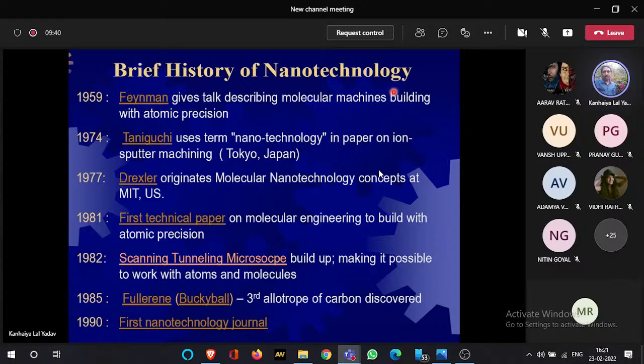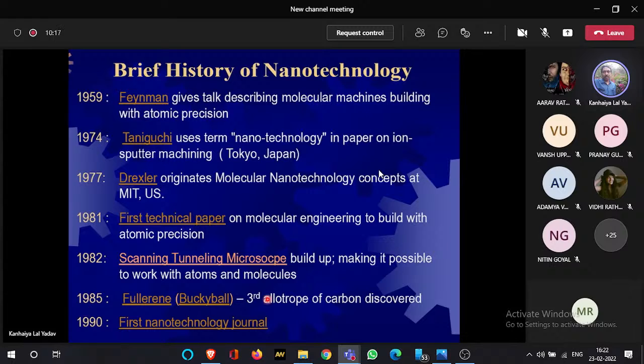So this you see, brief history of nanotechnology, how it started. Like 1959, Feynman gives a talk describing molecular machines. Then 74, the term nanotechnology was used, an ion sputtering machine was developed. Then 77, Drexler originates molecular technology concepts at MIT. Then 1981, first technical paper came. Then 82, the scanning tunneling microscope was built, and after that a lot of things started. Okay.